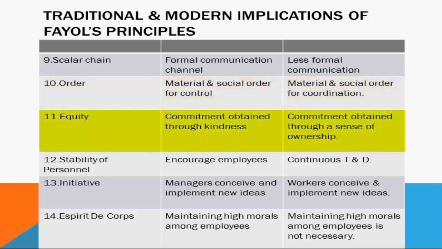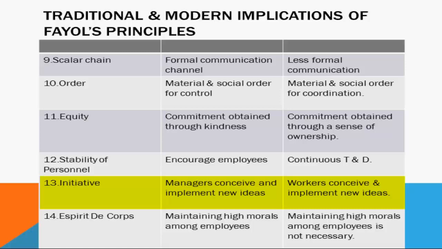Next principle is equity. Commitment obtained through kindness in case of traditional implication, whereas modern implication is commitment obtained through a sense of ownership. Next principle is stability of personnel. Here, train employees and encourage them to remain in the organization is the traditional implication, whereas the modern implication is continuous employee training and development. Next principle is initiative. Traditionally, managers conceive and implement new ideas, whereas in modern times, workers conceive and implement new ideas.